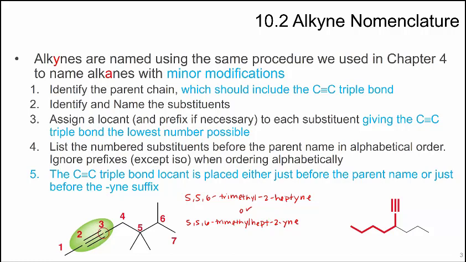We want to include the alkyne in the parent name. So for this one here, even though the longest parent chain is 1, 2, 3, 4, 5, 6, 7, 8 carbons long, we want to include the alkyne in the parent. So this would be 3-propylheptyne.